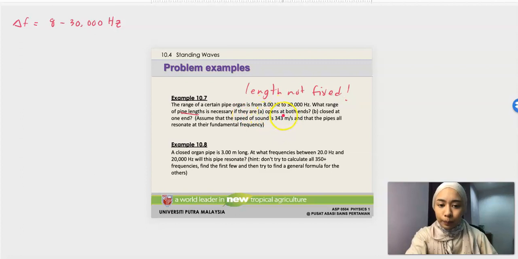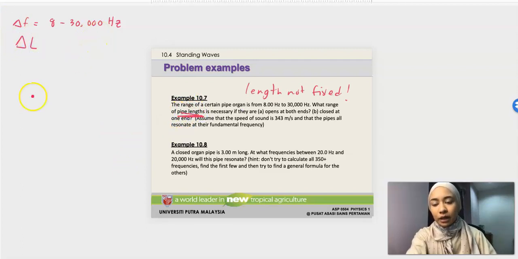If they are open at both ends and closed at one end. Okay, so remember, what is the equation for open at both ends? Assume that the speed of sound is 343 meters per second and the pipes all resonate at their fundamental frequency. So no matter the length, these guys resonate at the fundamental frequency. So we need to find the range of pipe lengths. We need to find delta L.